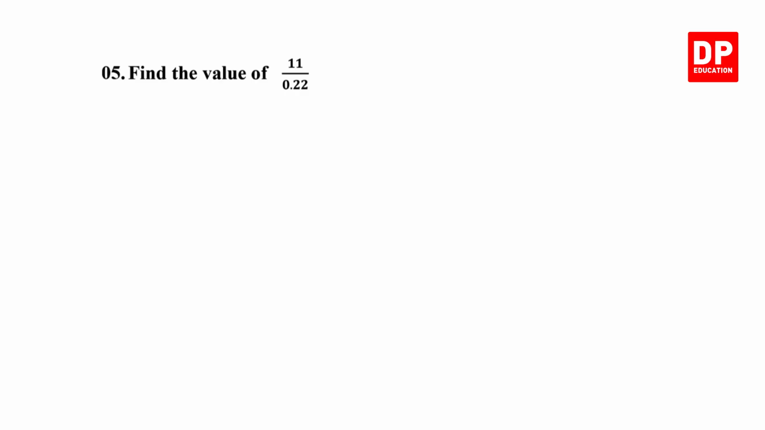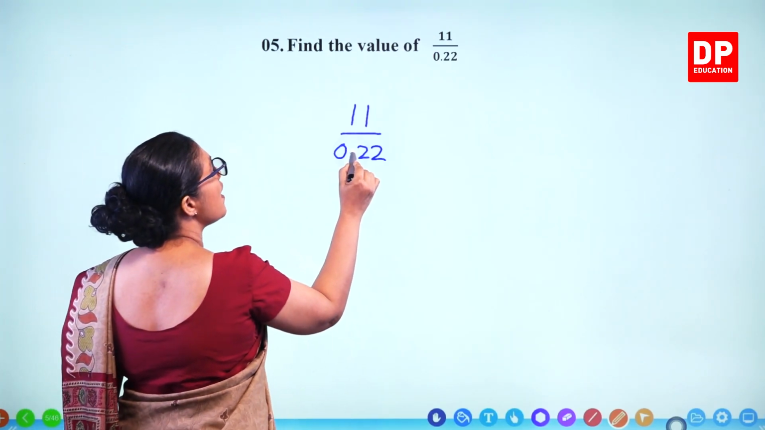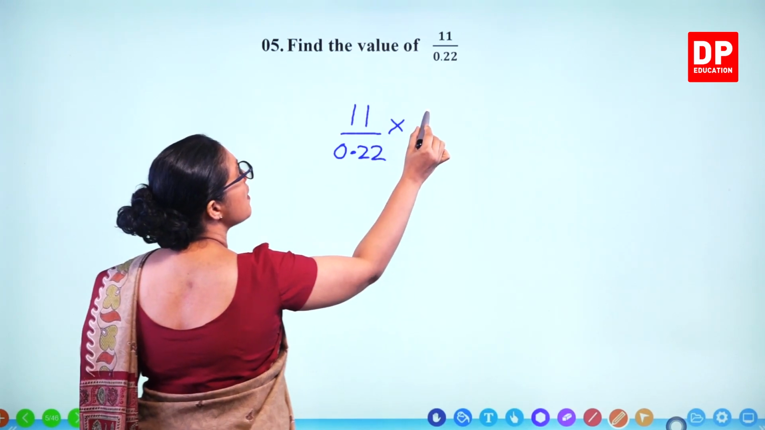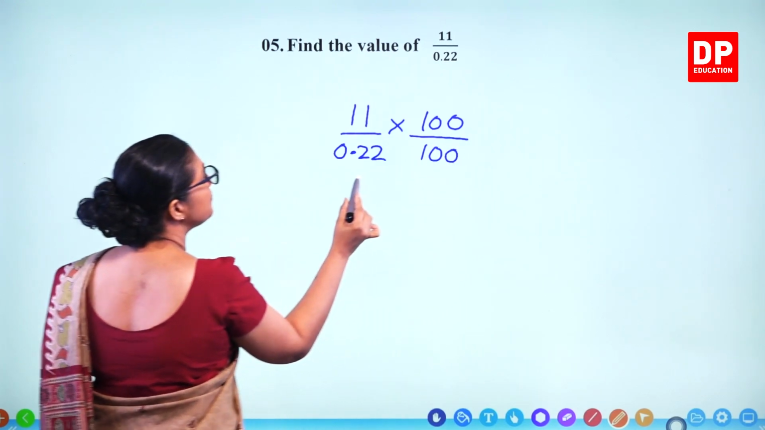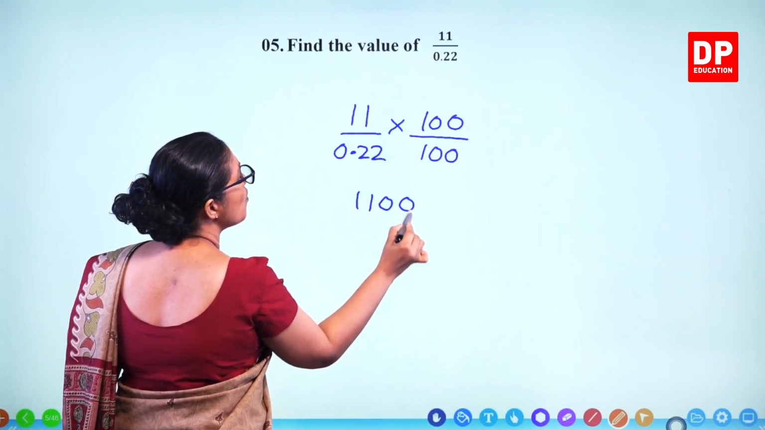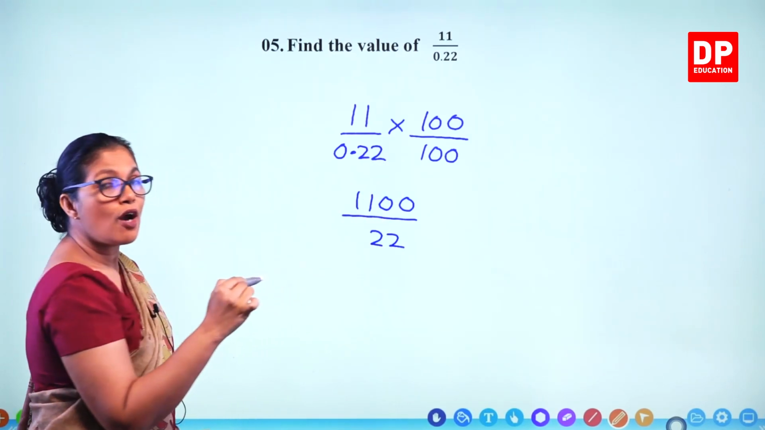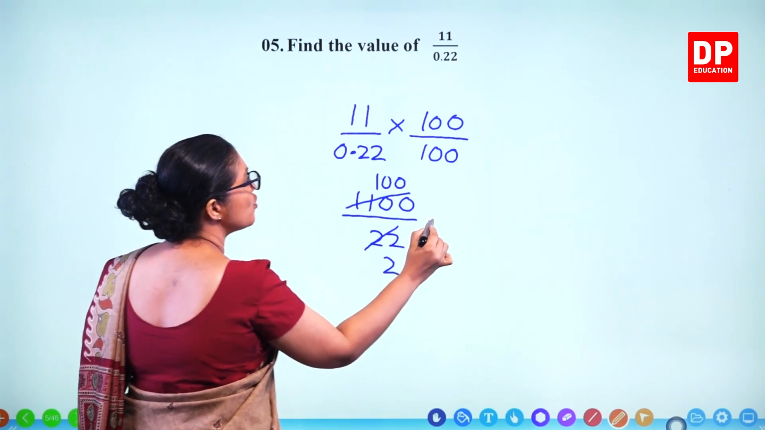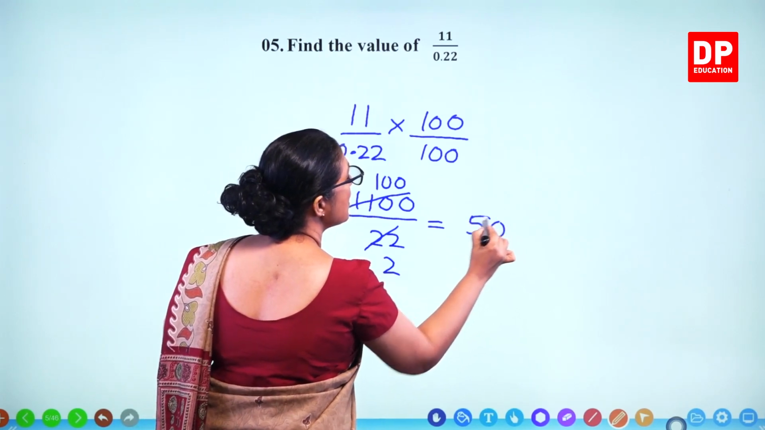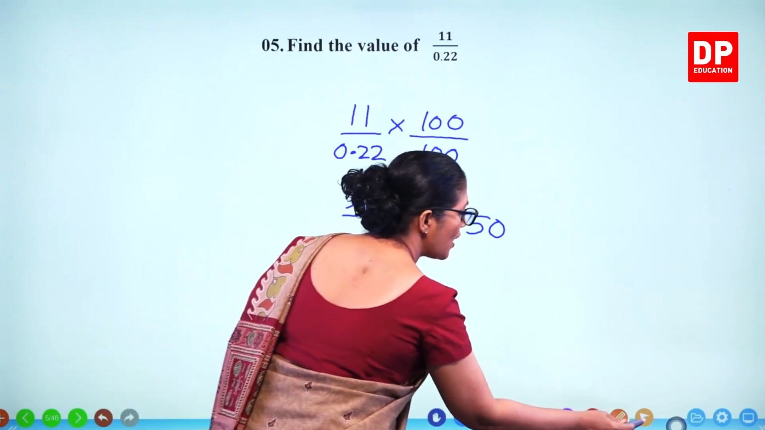Question number 5. Find the value of 11 divided by 0.22. When there's a decimal in the divisor, it's difficult, so we have to multiply by 100. When you multiply by 100, what happens? 1100 comes here and here you get 22. Now divide by 11. So 100 divided by 2, you get 50. So that's the answer. You get 2 marks for that.